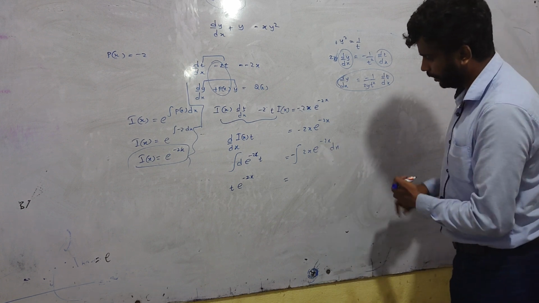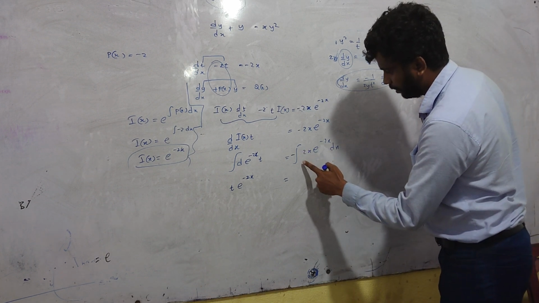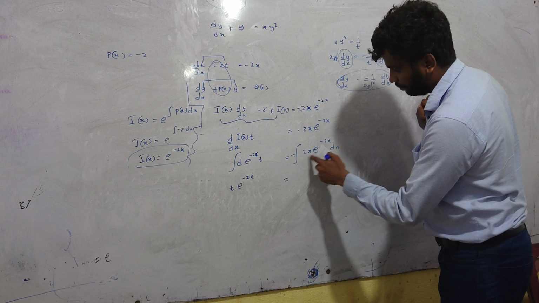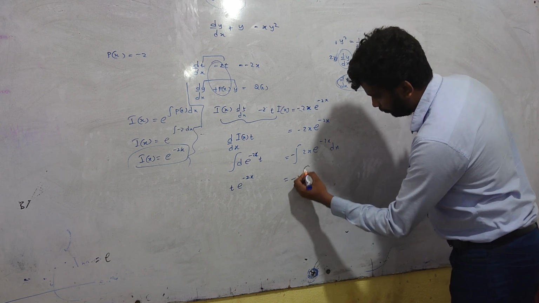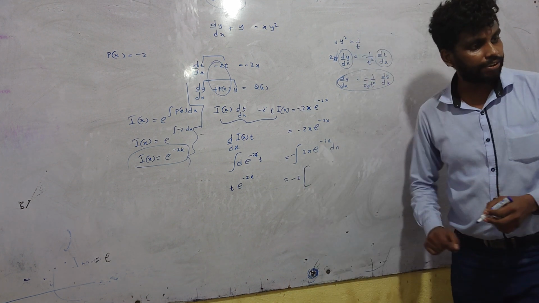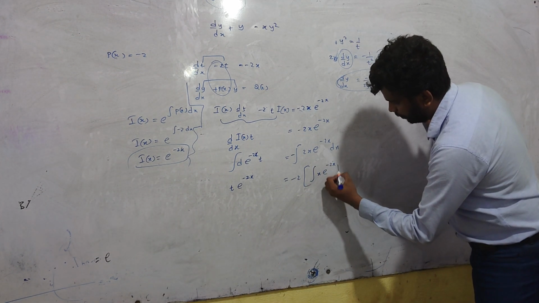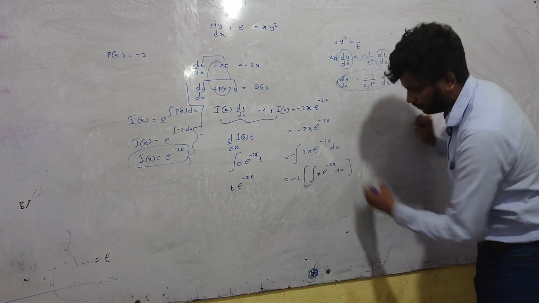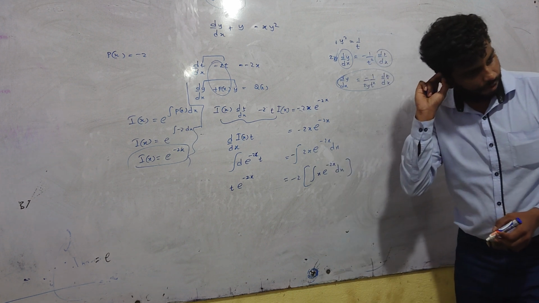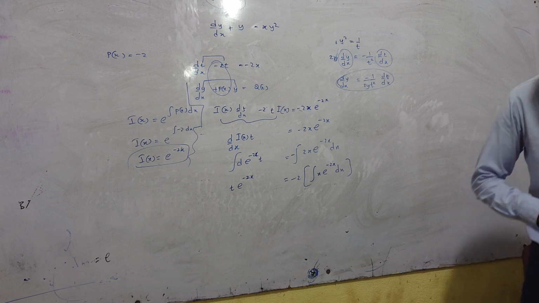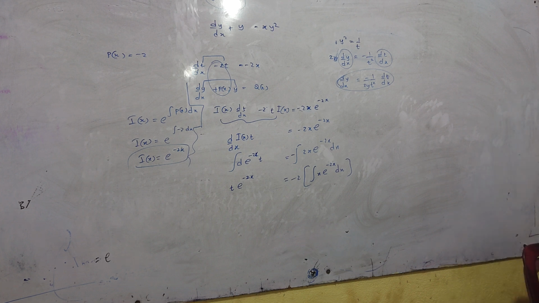Can we integrate this at once, directly? We can use integration by parts, right? Integration by parts. I'll use this. How do we integrate this?